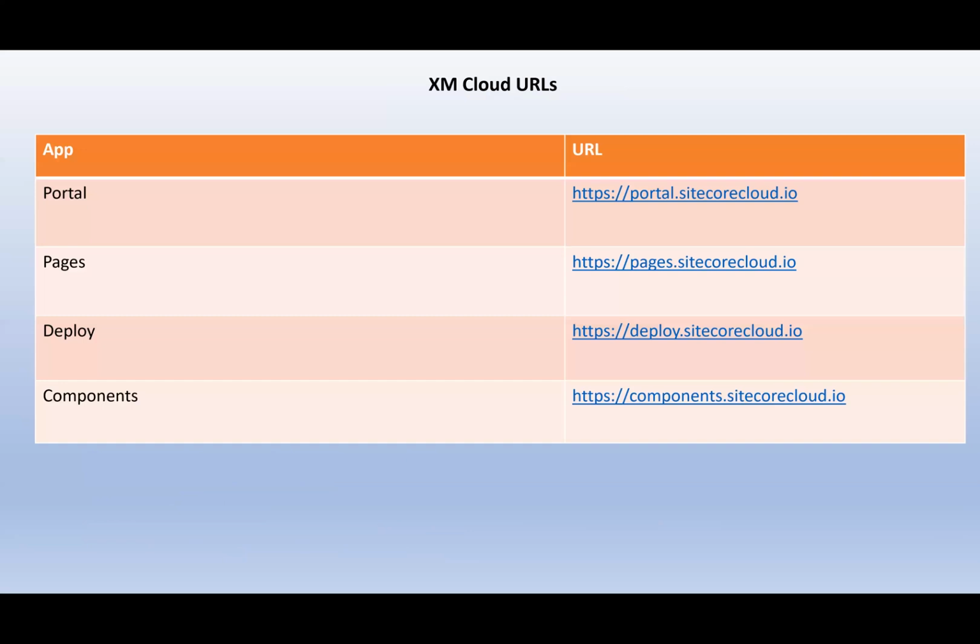So, just an overview of the different URLs. For the portal, you have one URL. Pages has a different URL. The XM Cloud Deploy app has a separate URL. The XM Cloud portal is again a separate URL.